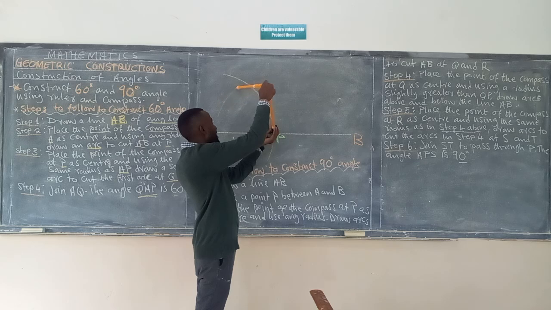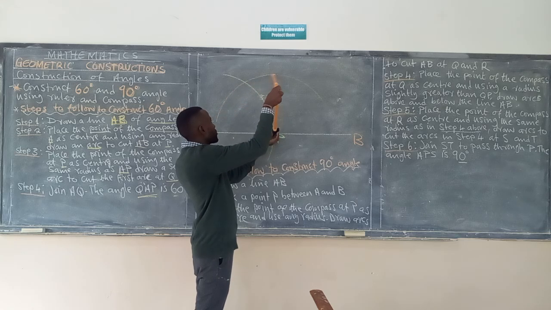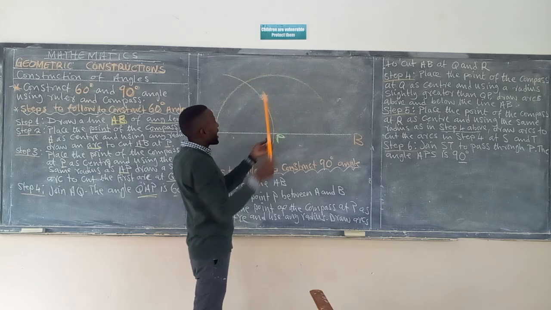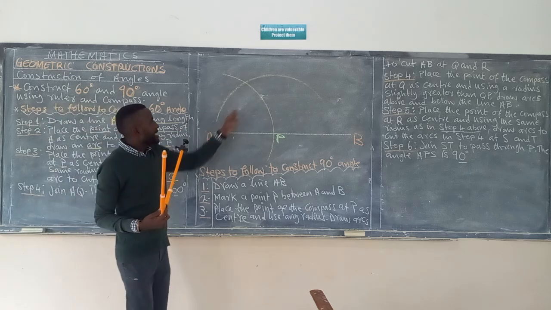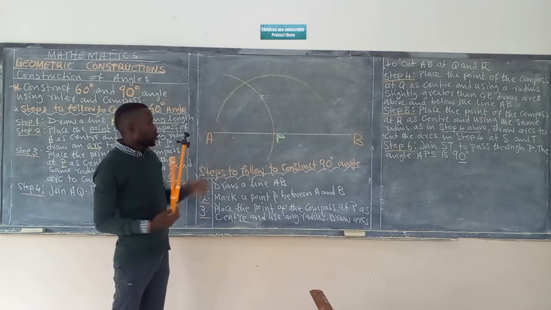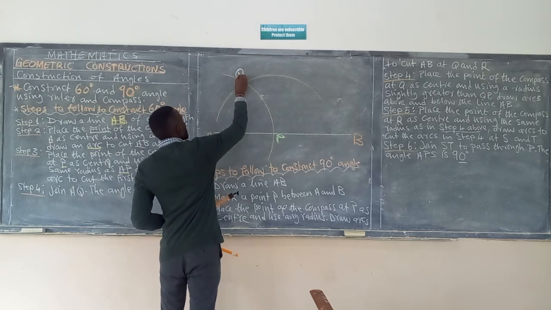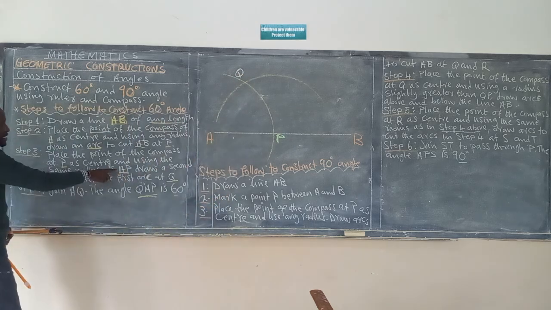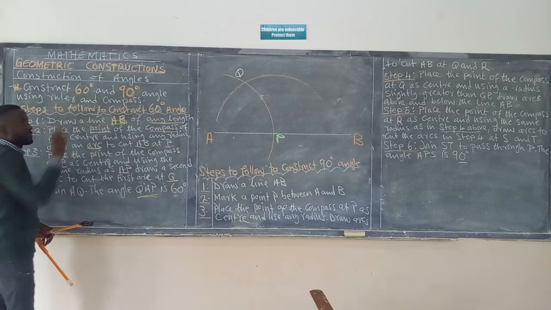So we make another arc. You see that? We have made another arc there. Let me just make it light so you can see. That's the arc I've made. Where the first arc and the second arc meet here, this is where our point Q will be. So we are going to name this point here Q. This is our point Q.